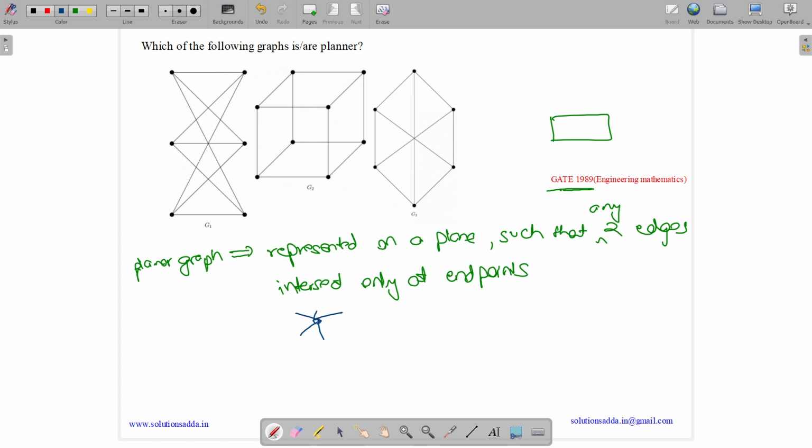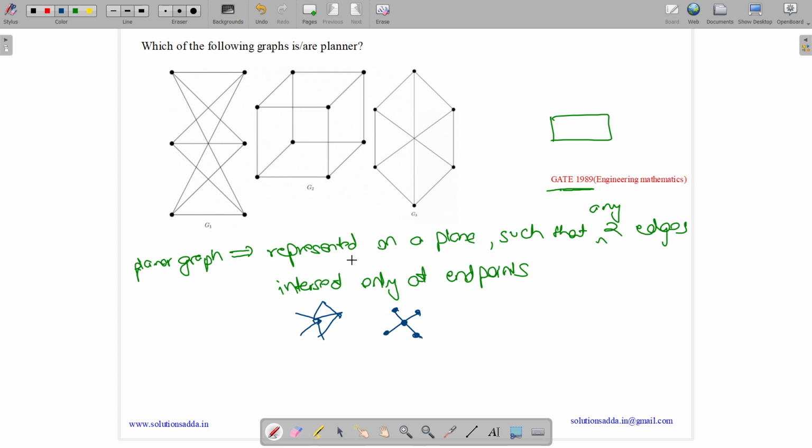This is a planar graph. We can have this, but two edges can't intersect in between. Like two edges can't intersect in between. This is not a planar graph, but this is a planar graph, as we have a vertex in between, so no two edges are intersecting from between. They are meeting only at the endpoints.